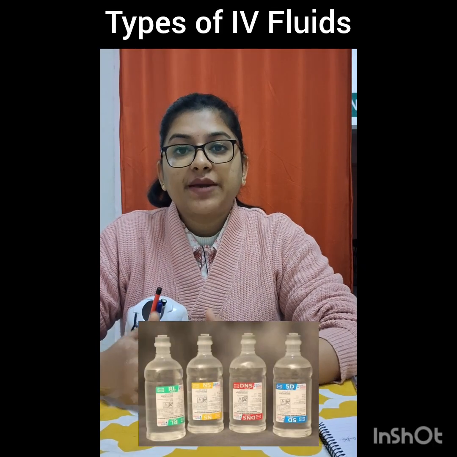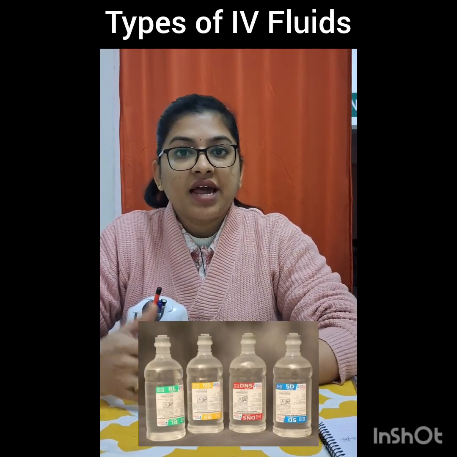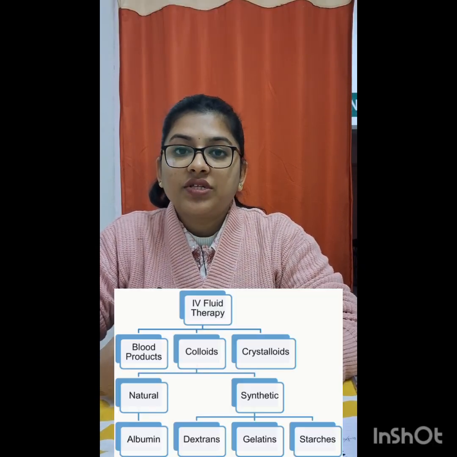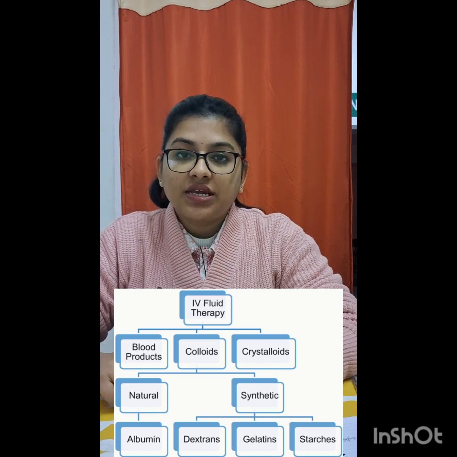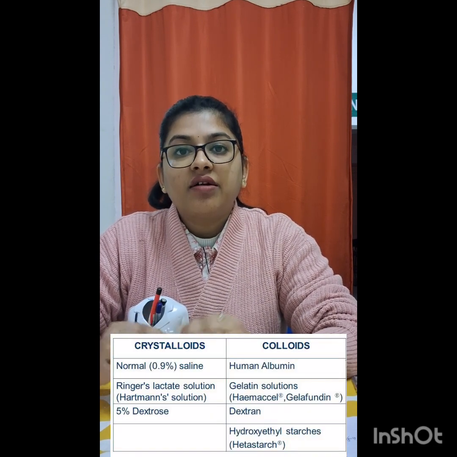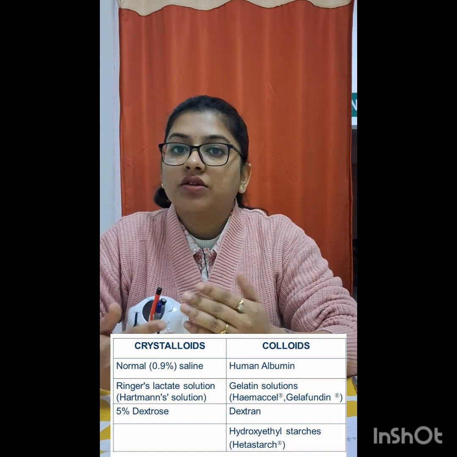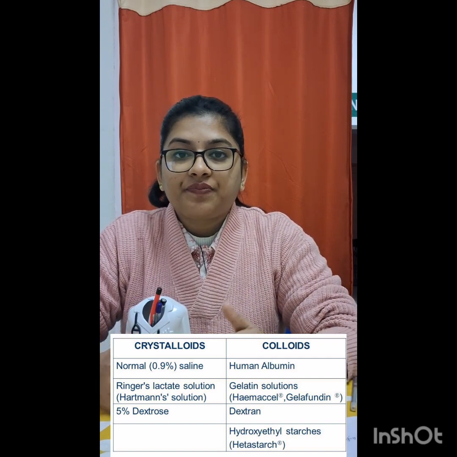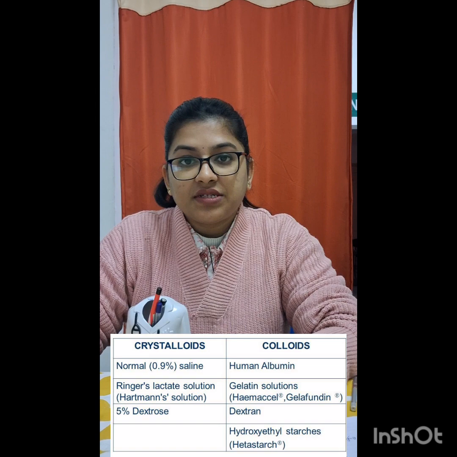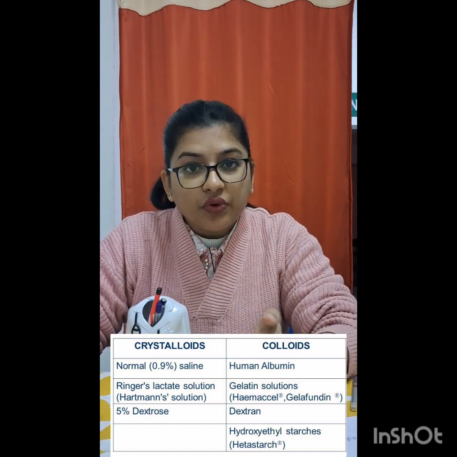Let us understand the types of IV fluids, their indications and contraindications. IV fluids are divided into crystalloids, colloids, blood and blood products. If we talk about crystalloids, the crystalloids are the salt solutions, for example, normal saline or RL. Colloids are high molecular weight substances which maintain intravascular volume.